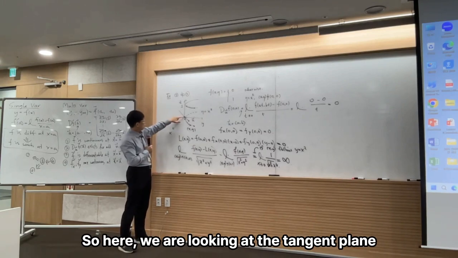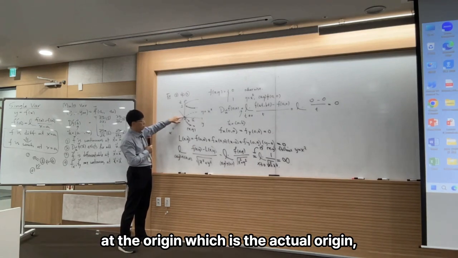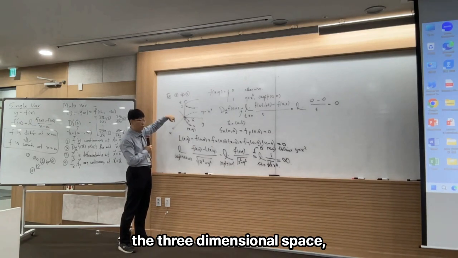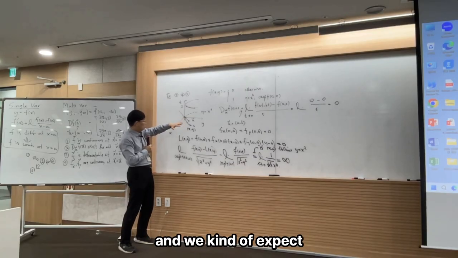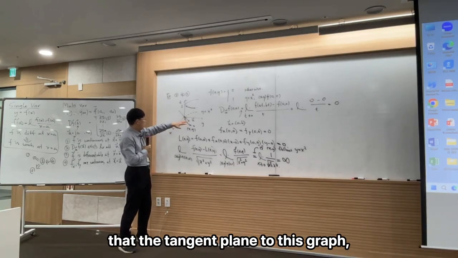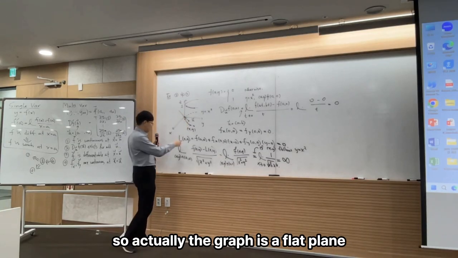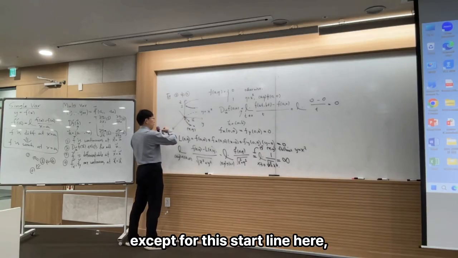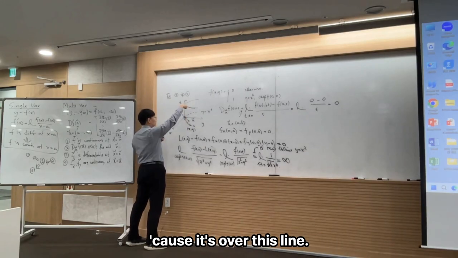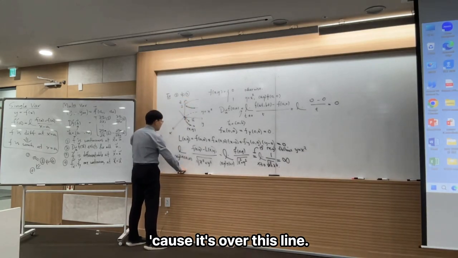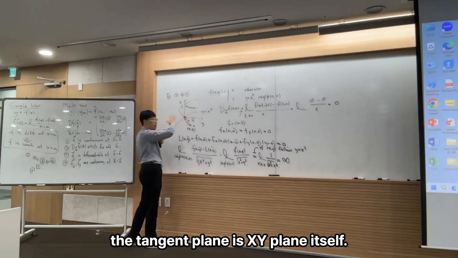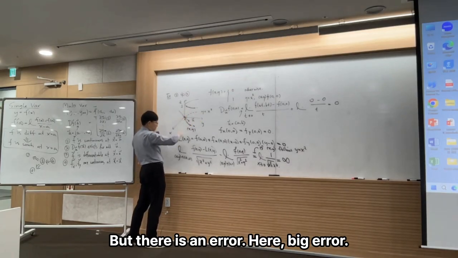So here we are looking at the tangent plane at the origin, which is the actual origin in the three-dimensional space. And we kind of expect that the tangent plane to this graph, so actually the graph is a flat plane except for this dotted line here because it's over this line. It's just the xy plane. The tangent plane is the xy plane itself. But there is an error.